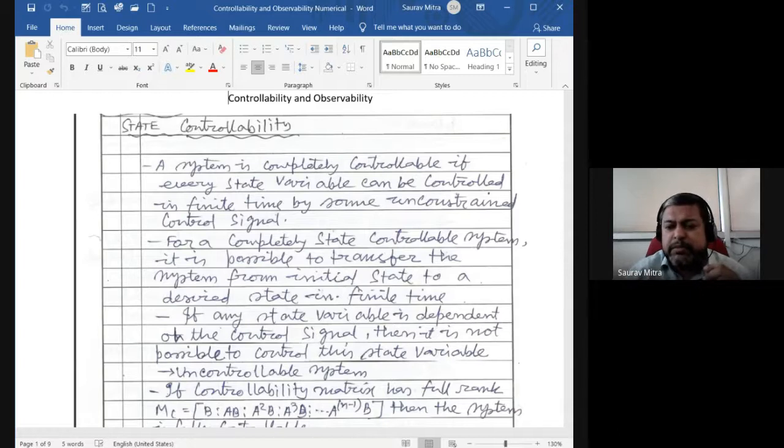In control systems or signals and systems you might have done this. I have given you an equation like d2y/dt2 + 5 dy/dt + 3y(t) = 3 dx(t)/dt + 7x(t).